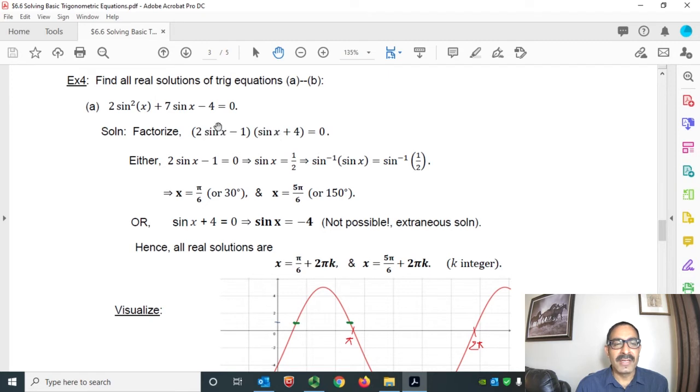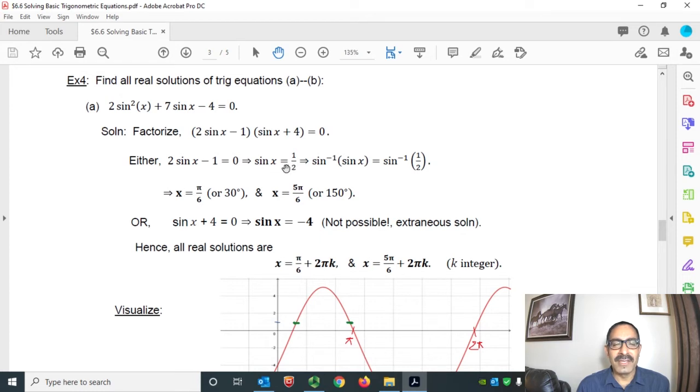So 2 sine x times sine x is 2 sine square x, 2 sine x times 4 is 8 sine x, minus 1 times sine x is minus sine x. So 8 sine x minus sine x is 7 sine x, and the last is minus 1 times 4, which is minus 4. Great. Now we have the product of 2 numbers equal to 0, which implies either one should be 0. So either the first factor equals 0, so 2 sine x minus 1 equals 0. Take 1 to the right side and divide by 2. This implies sine x equals 1/2.